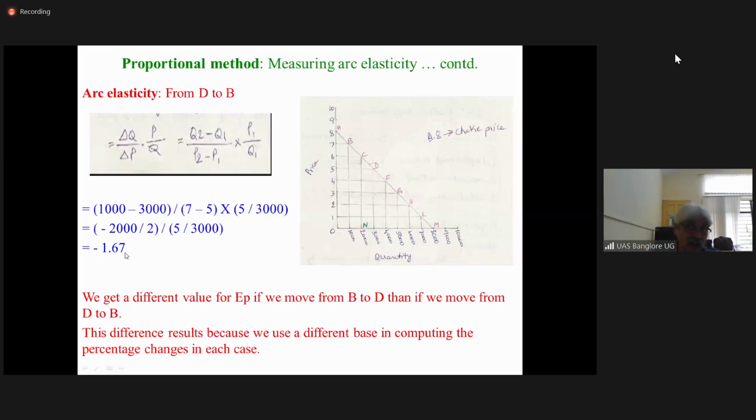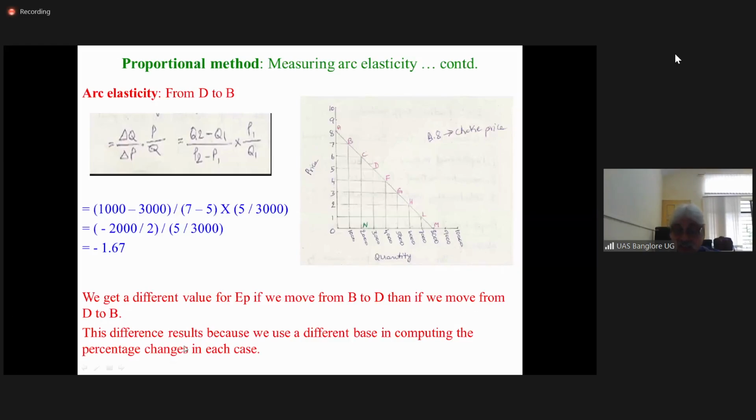The points are the same, B and D. In one, we move from B to D, and in another, we move from D to B, between the same 2 points, but the price elasticity would be different. The coefficient would be different. We get a different value for EP if we move from B to D than if we move from D to B.